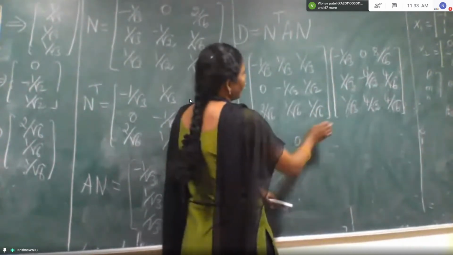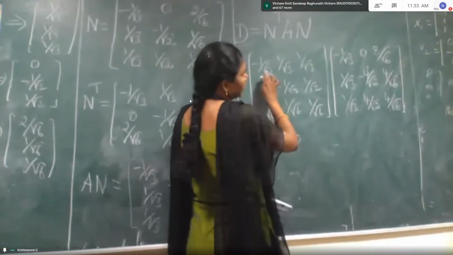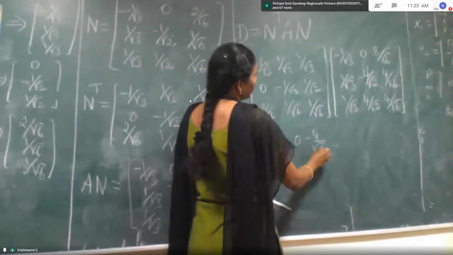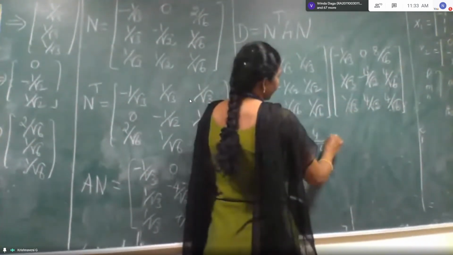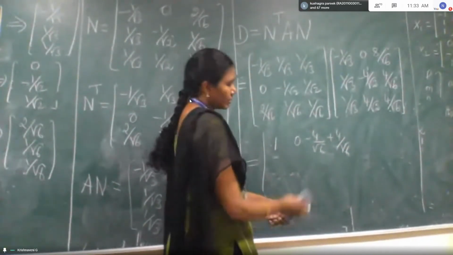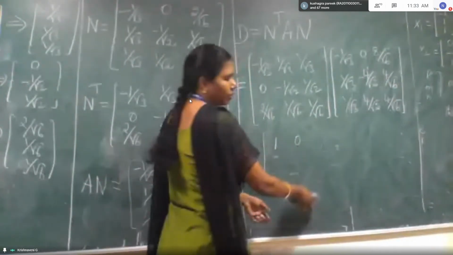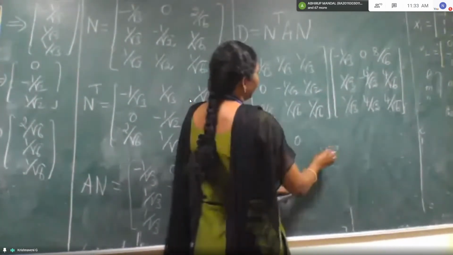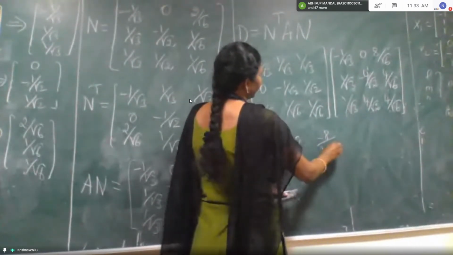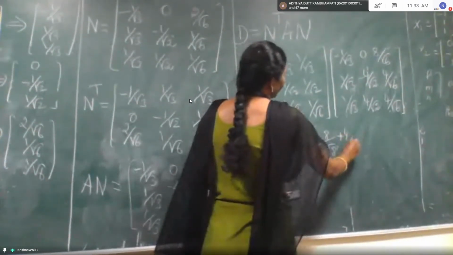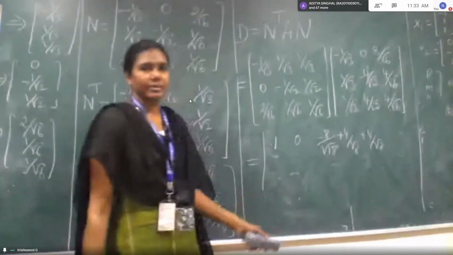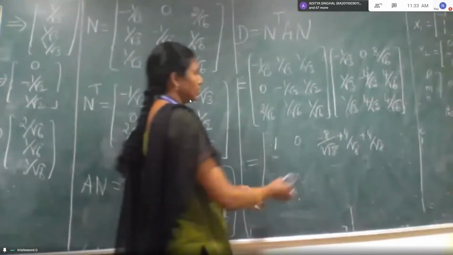First element is 0, and next minus 4 by root 6 plus 4 by root 6. What will be the value? 0. Second element 0. Next third: minus 8 by root 18 plus 4 by root 18 plus 4 by root 18. What is the answer? 0. Third element also 0.